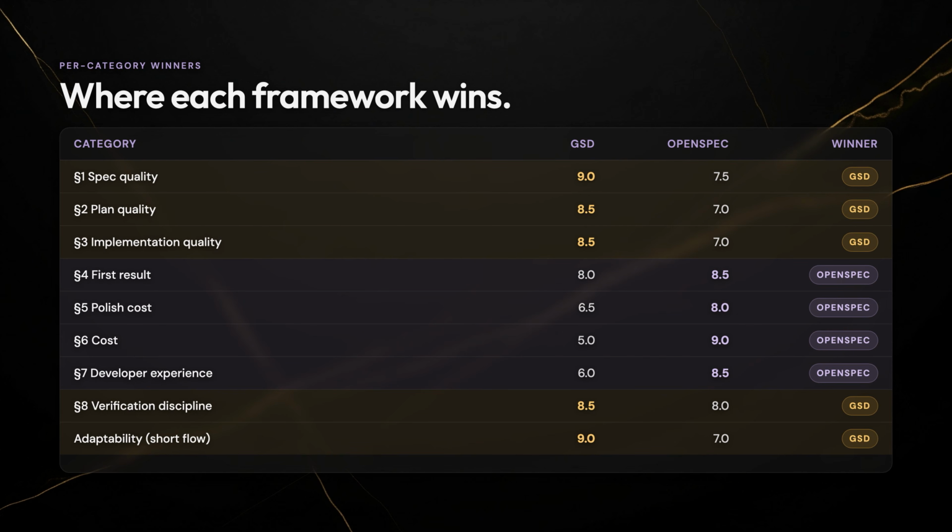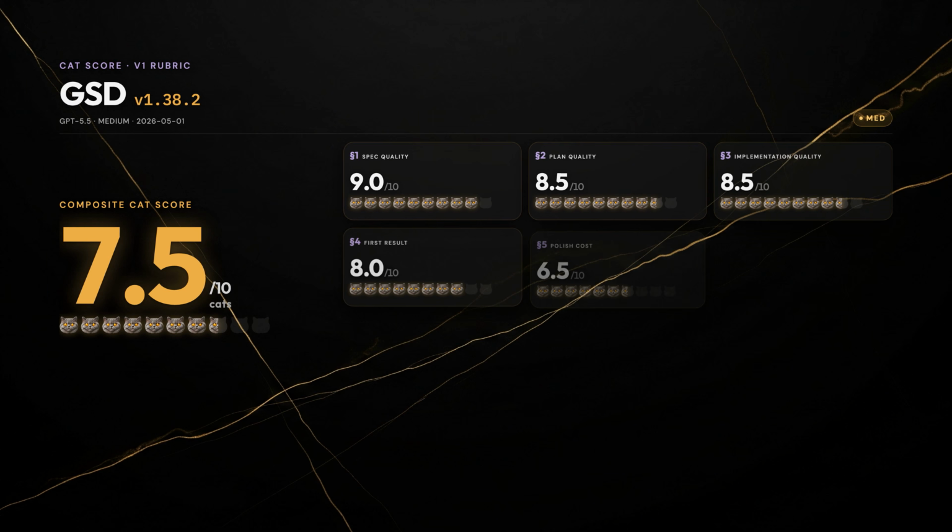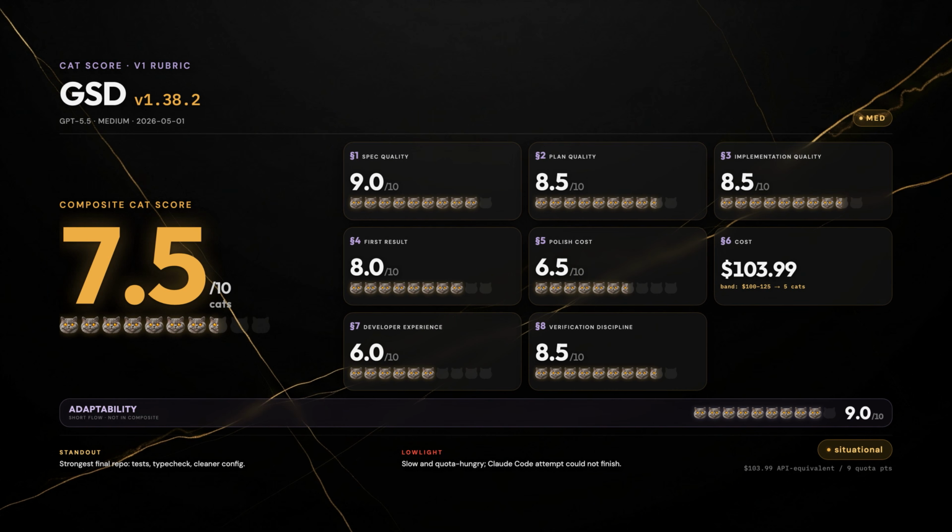GSD landed at 7.5 out of 10. OpenSpec landed at 8 out of 10. The score might not look strange if you only heard the part about the repo quality. GSD scored higher on spec quality, planning, implementation quality, adaptability, and verification discipline. It produced better planning artifacts. It had a real quick flow. It left behind tests and type check. It looked more like a framework that wanted to protect me from sloppy engineering.